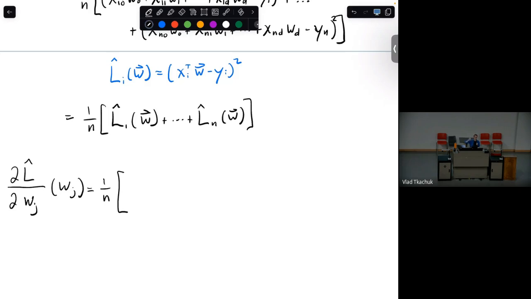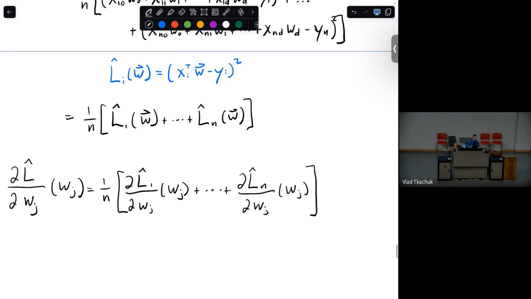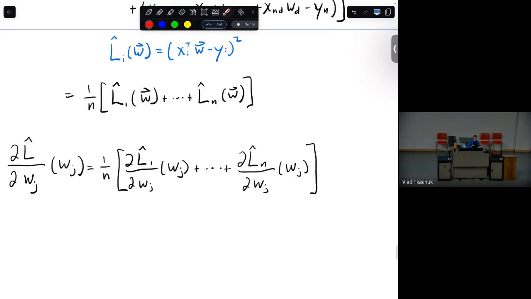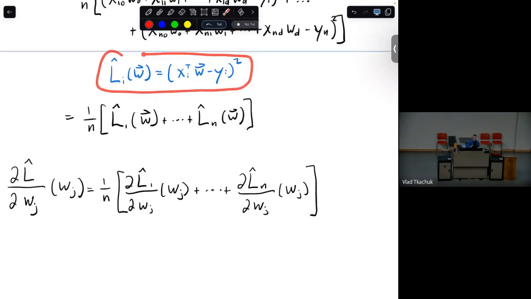Is the sum of each one of the terms, the derivative of each one of the terms. So what I mean by that is that this is the partial derivative of L hat of 1 with respect to wj, and all the way up to the derivative of L hat of n with respect to wj. And this is a function of wj. Okay. That's the derivative. So all that's left is to take the derivative of this object with respect to wj.